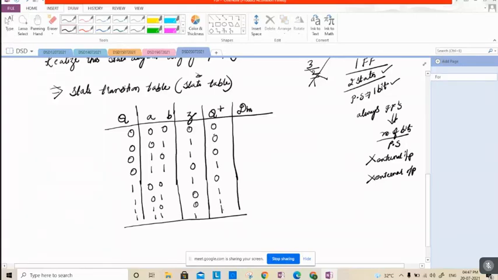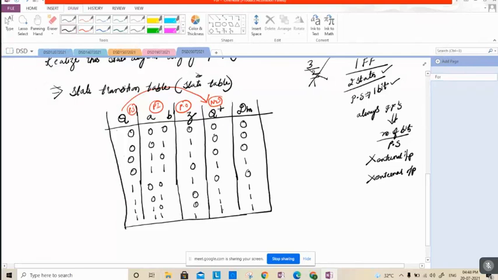Let us consider a simple D flip-flop. Now tell me what will be the value of D in here? D will be equal to Qn plus 1. D will be equal to Q plus.